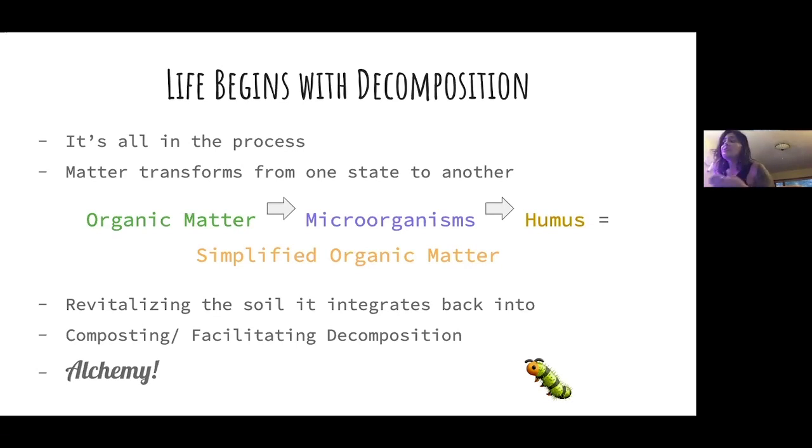It is 100% fair to compare this process to alchemy, of which the goal is to transform matter into gold. And we would compare that to compost, decomposed matter, because everyone needs food and everyone needs nutrient-rich food. And that's how we get that.